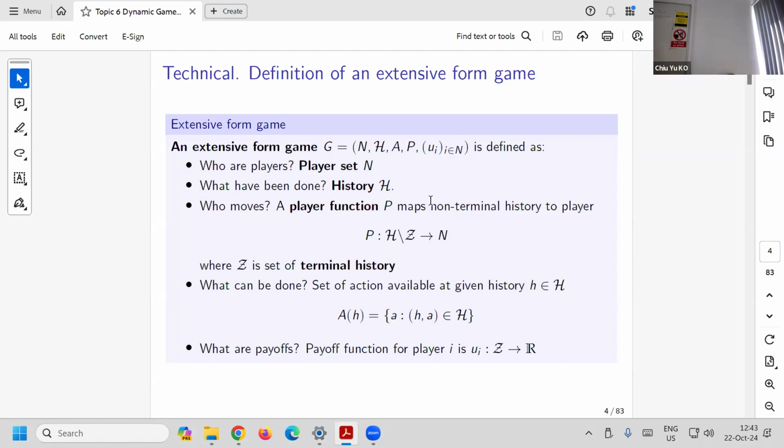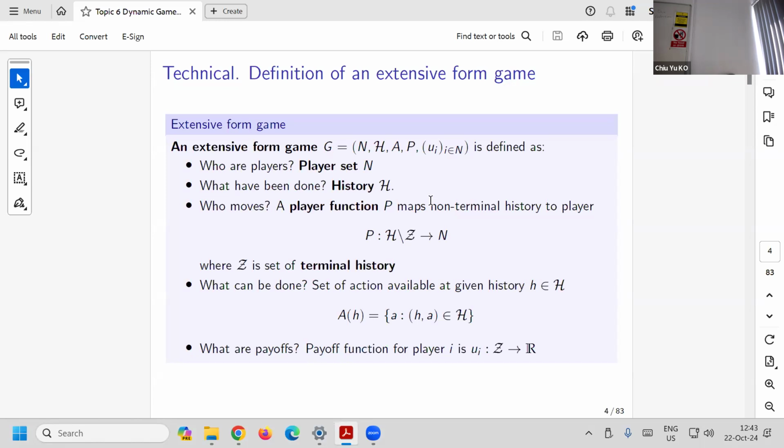In the case of the example, player 1 is the first guy who moved. That means that P of the null history maps to player 1. And if it depends on tail or head, you map to a player. And what can be done? It can be a terminal history. So that's why a strategy is not just a set, but a set that depends on history.